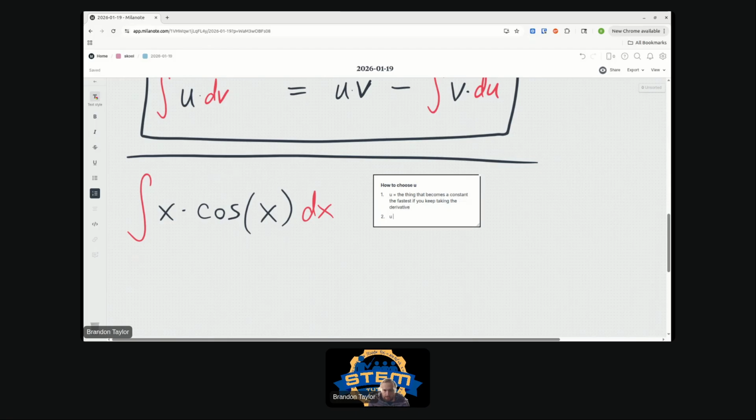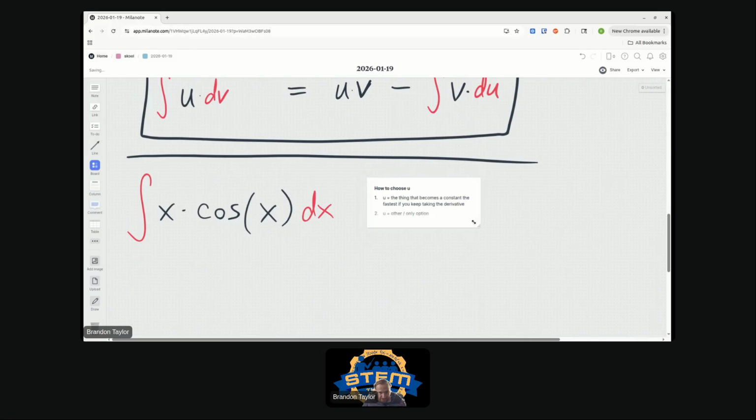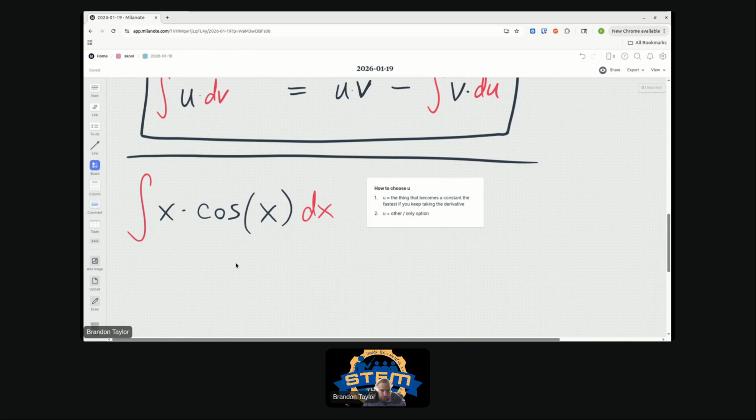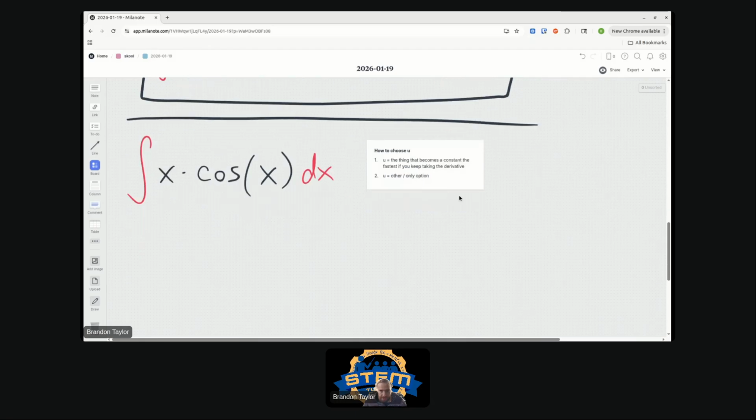And then for rule 2, u is the other, or sometimes the only option. So that's the good news with integration by parts: there's only 2 possibilities. If this can be solved with integration by parts, you only have 2 choices. Either this thing is u and the rest is dv, or that thing is u and this is dv. Those are the only choices. So that's kind of the good news. You can only be wrong once.